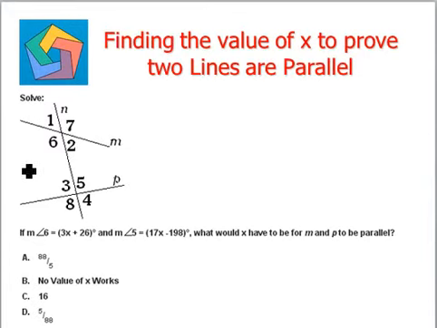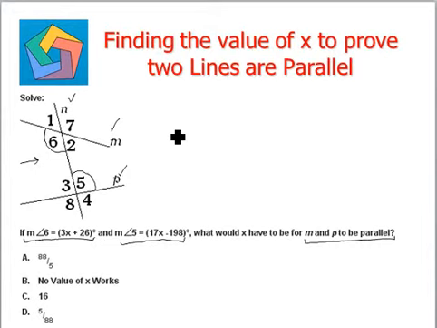Here we are given a figure where we can see two lines M and P being cut by a transversal. Some measures of angles are given. Measure of angle 6 is 3x plus 26 degrees, that is this angle over here, 6. And measure of angle 5 is equal to 17x minus 198 degrees. What would x have to be for M and P to be parallel?